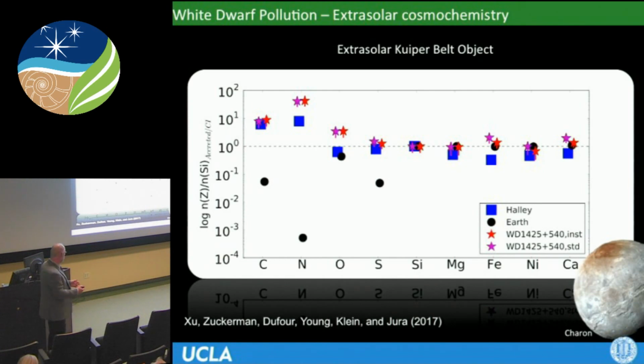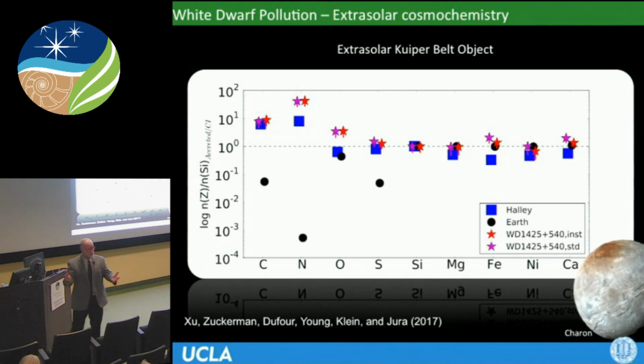Most recently, for example, we've had a grant to study polluted white dwarfs. C. Zhu, who is a former graduate student at UCLA, was lead author on a paper where we've just reported the first detection of nitrogen in a polluted white dwarf. And in fact, if you look at the carbon, nitrogen, oxygen, silicon, magnesium, iron, nickel, calcium, this thing is a spitting image of Halley's Comet. So we actually wrote a paper saying that this is the first extrasolar Kuiper belt object. It's a very nitrogen- and carbon-rich body.